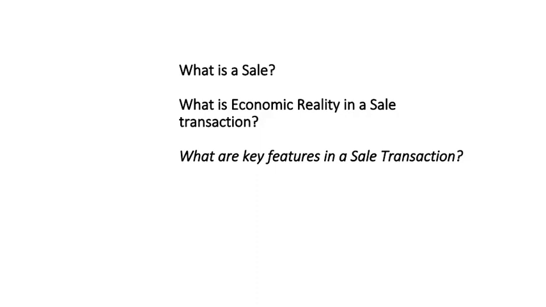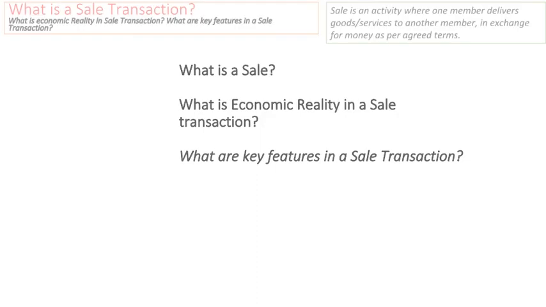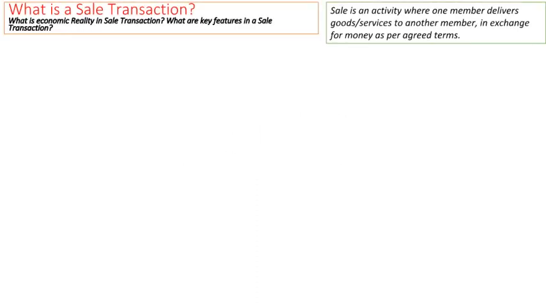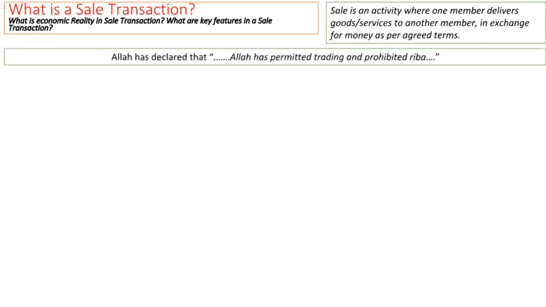What is a sale? What is economic reality in a sale transaction? What are key features in a sale transaction? Sale is an activity where one member delivers goods, services to another member, in exchange for money as per agreed terms. Sale is an activity of selling something. Quran says, Allah has permitted trading and prohibited riba.